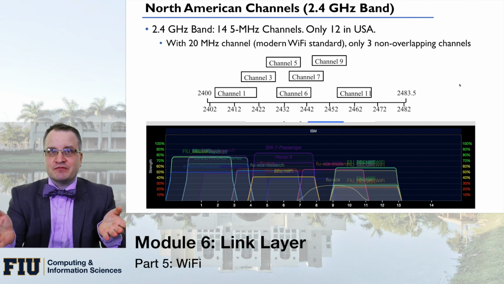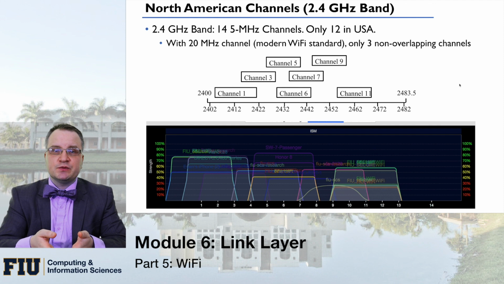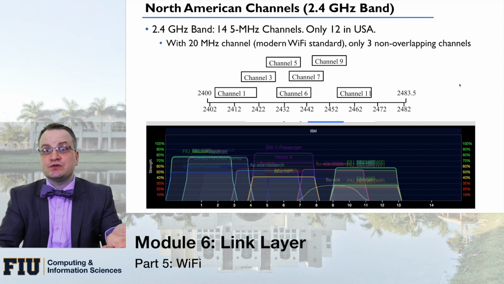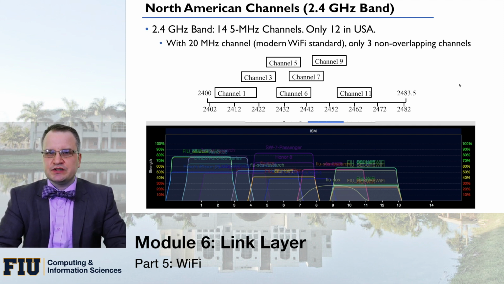But again, remember in 2.4 gigahertz, in principle, for the United States, we have 12 channels, but we only have 3 non-intersecting bands that can be used for the purpose of G standard, AC, and all of them also using this 20 megahertz combined channels.